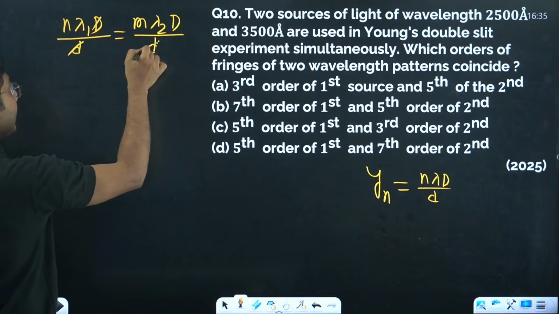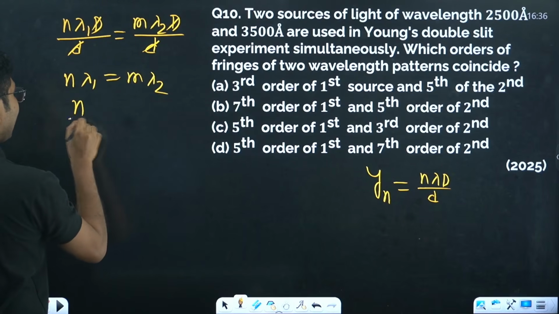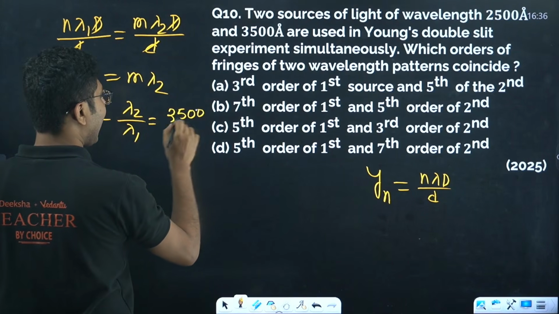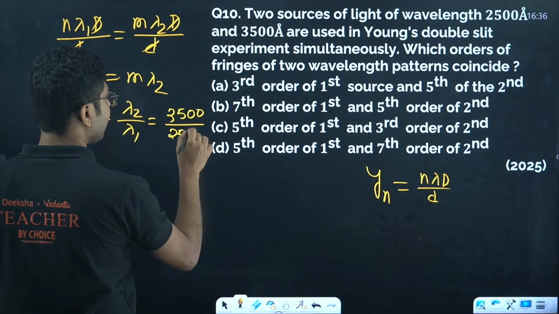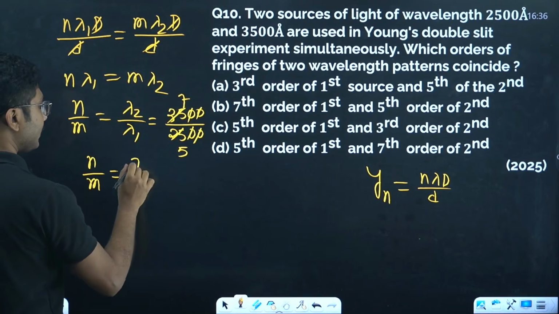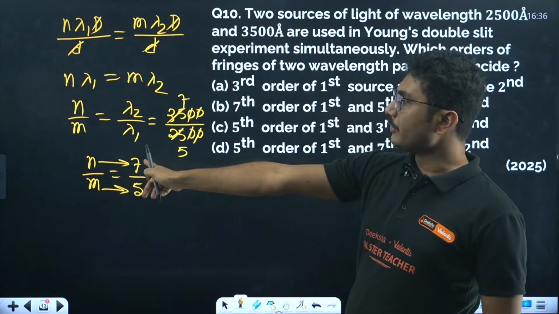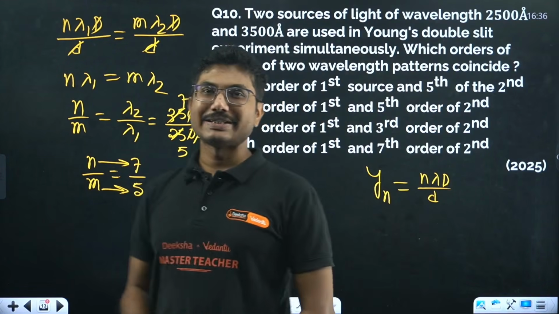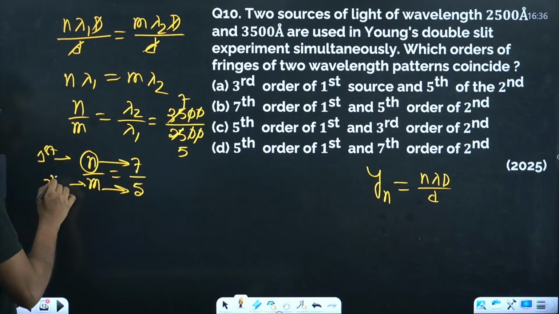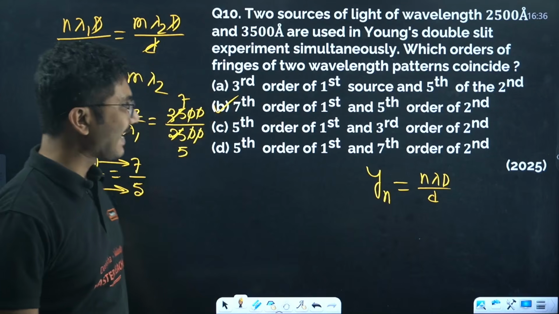Now if you compare, obviously D by d cancels and you get n lambda 1 equals m lambda 2, or n by m equals lambda 2 by lambda 1. So what is lambda 2? Lambda 2 is 3500 and lambda 1 is 2500. So if you cancel the zeros, 5 and 7, n by m equals 7 by 5. So n will be 7, m will be 5. Exactly, the relationship is like this. That's why it is 7 by 5. So 7th of the first, this is first, this is second. So 7th order of the first and 5th order of the second will coincide.